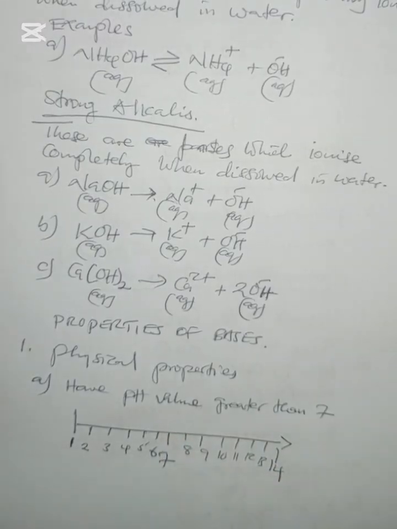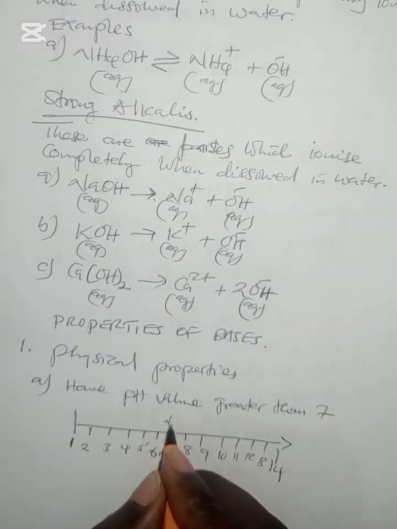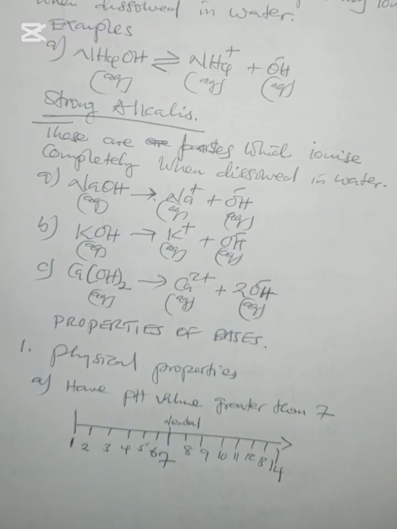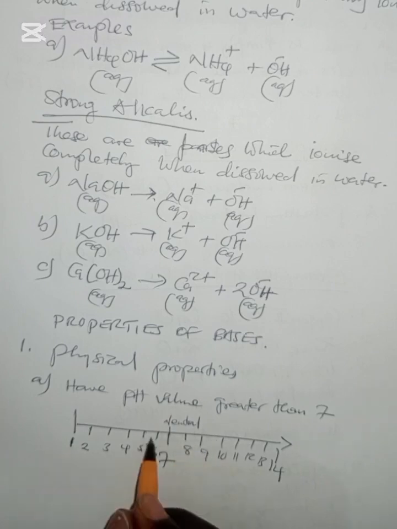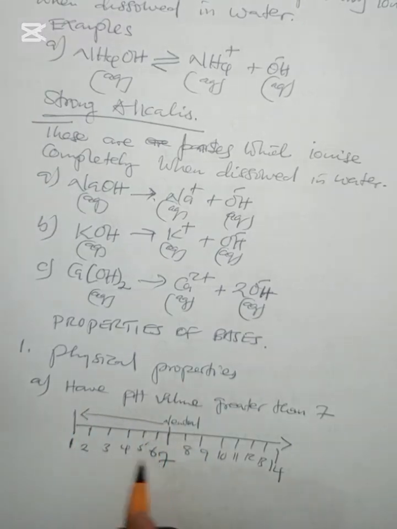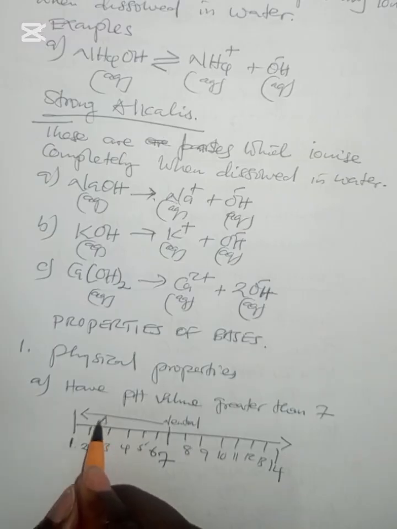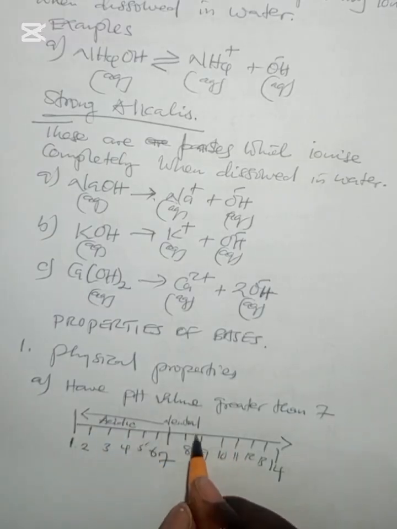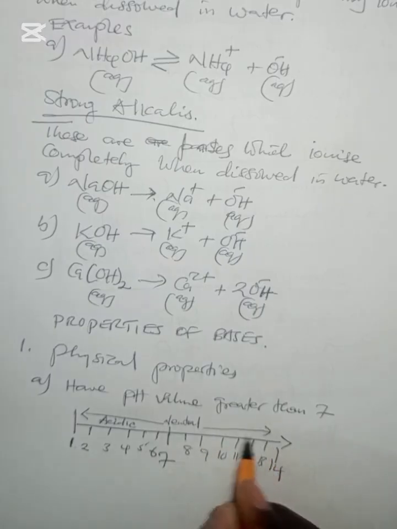So what we're saying is that all bases have a pH value of greater than 7. Now remember that 7 is neutral. Neutral means it's neither an acid nor a base. So the substance that falls at 7 is neither an acid nor a base. So as you come this side, from 7 to 1, this is acidic. And from 7 to 14, this is basic or alkaline.